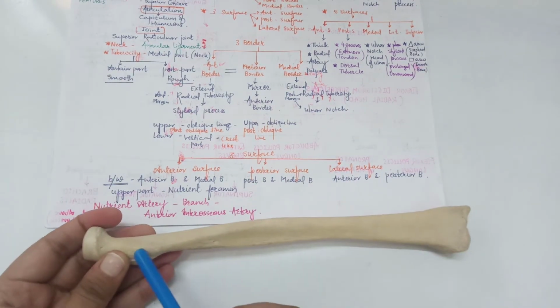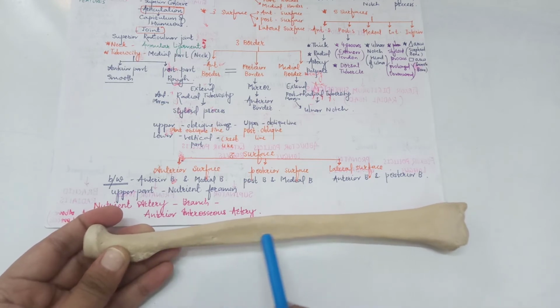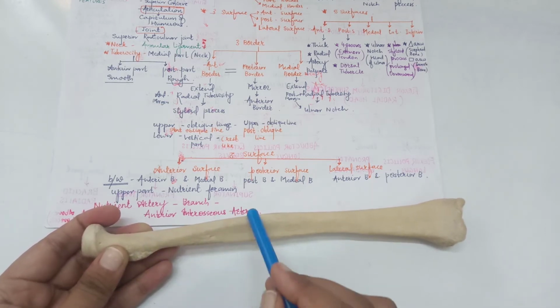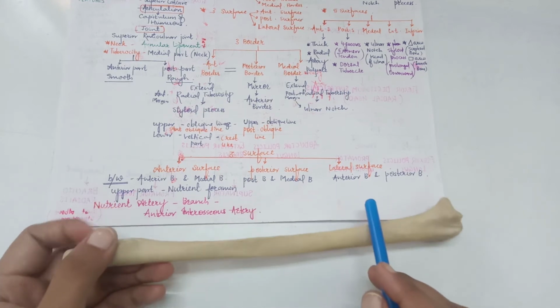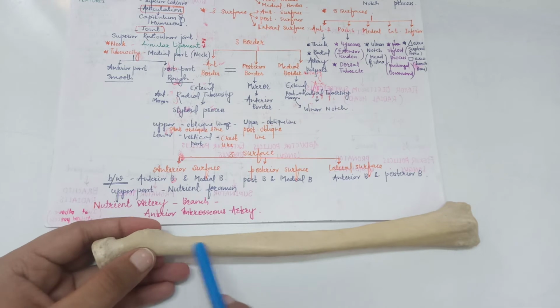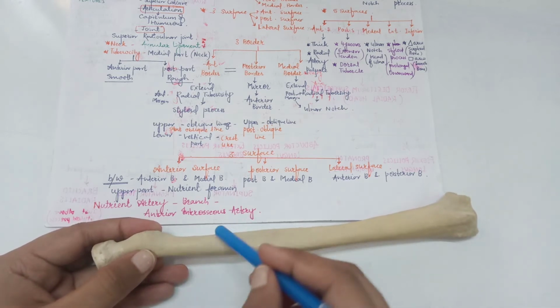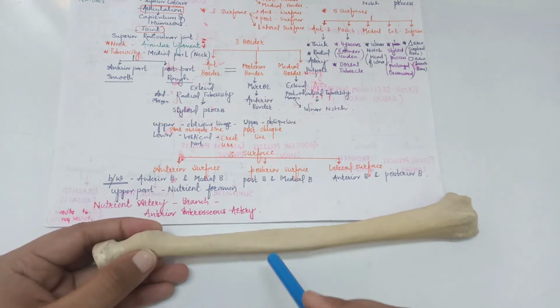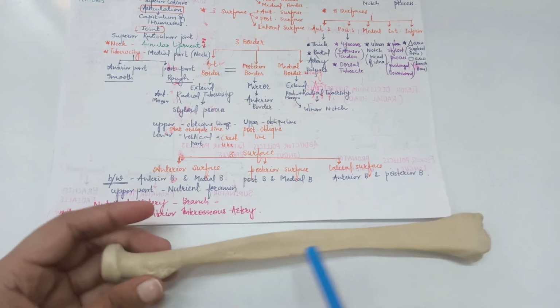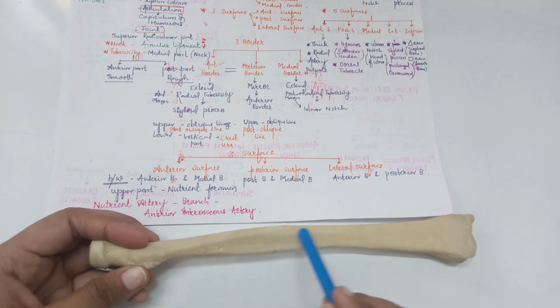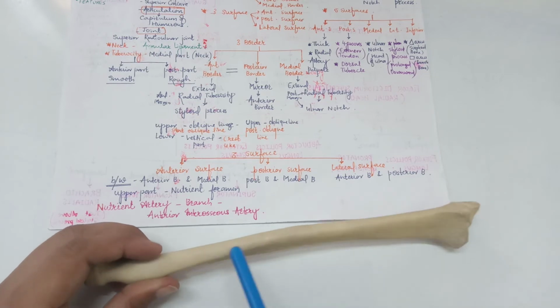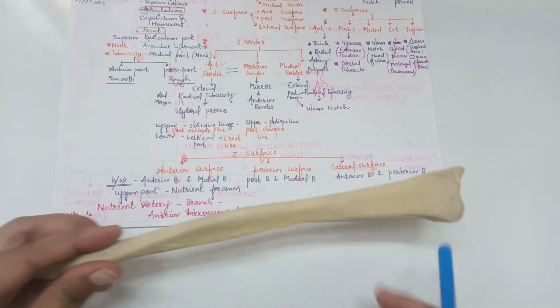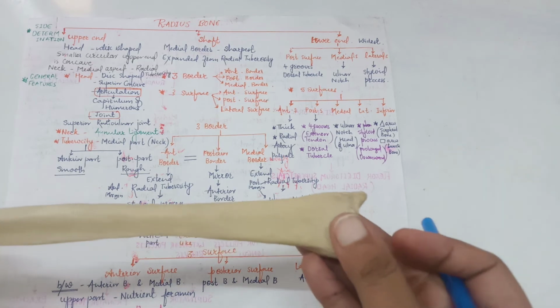In between this anterior border and this medial border, there is the anterior surface. In between the posterior border and the medial border, the posterior surface is present, and in between the anterior and the posterior one, the lateral surface is present.